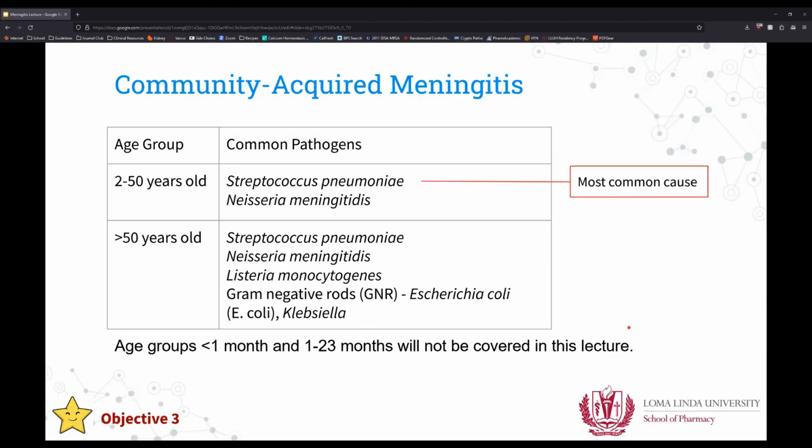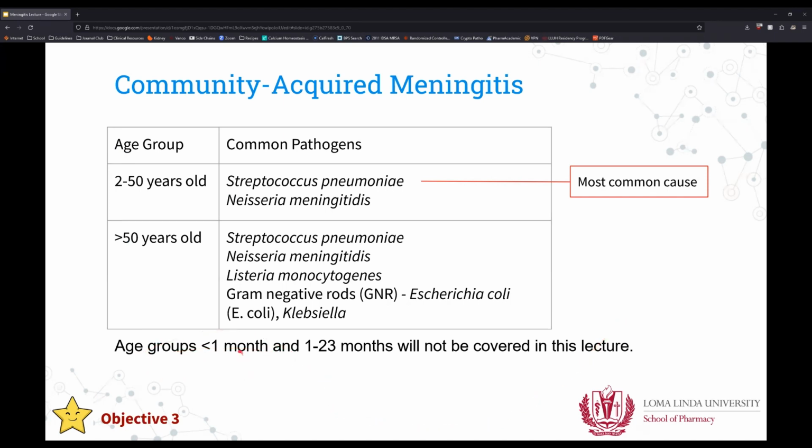And then as we talked about earlier, there are two different types of meningitis. So we have our community-acquired meningitis, and then later on we'll talk about hospital-acquired. So for community-acquired meningitis, the IDSA guidelines break it down into 4 different age groups.